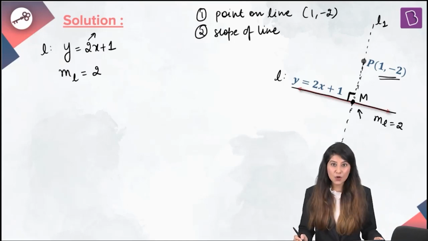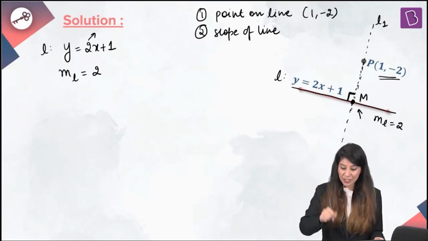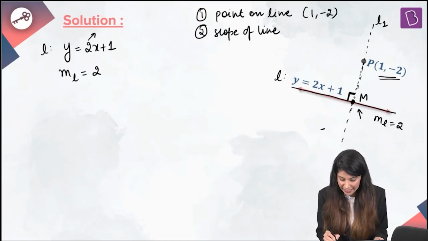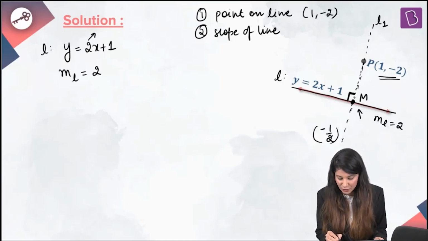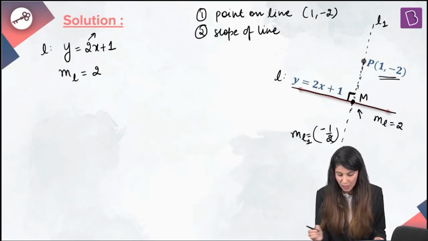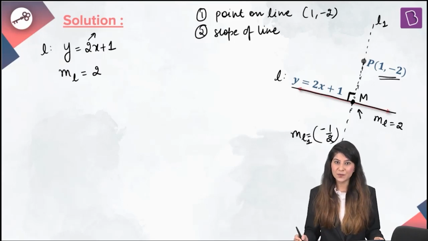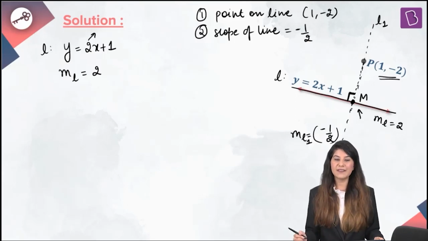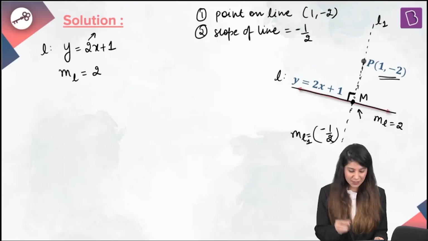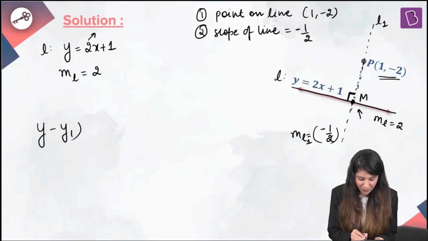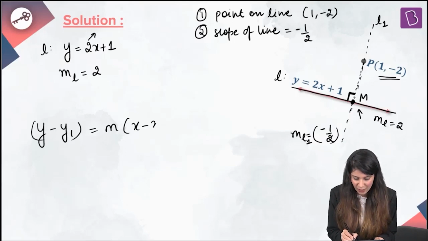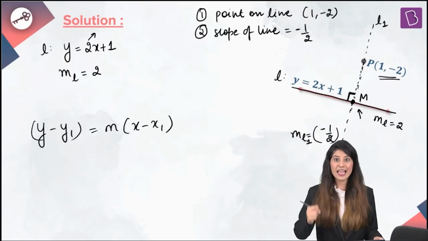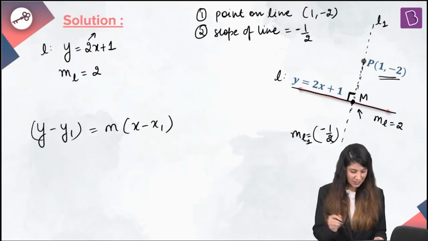Right? And the slope of a line perpendicular to this line will be what? The negative reciprocal. So the slope of line L1 I have just got, which is equal to -1/2. So the slope we already have, -1/2. The point we already have. So what are we waiting for? We just need to apply the point-slope form to get the equation of line L1. Isn't it? So let's do that.